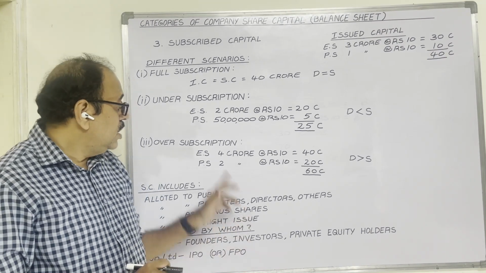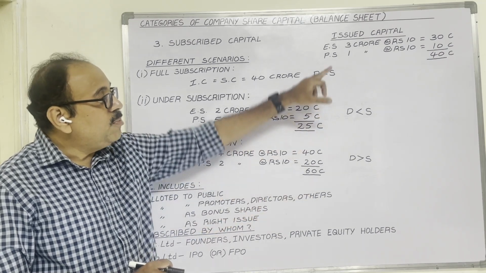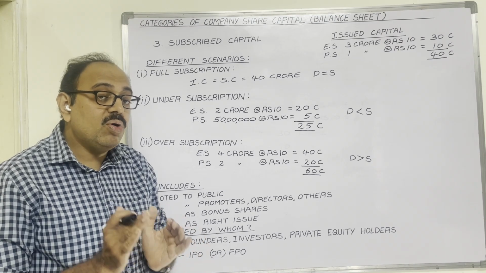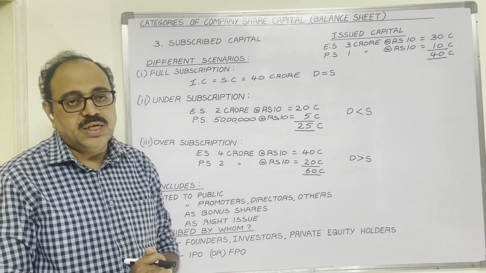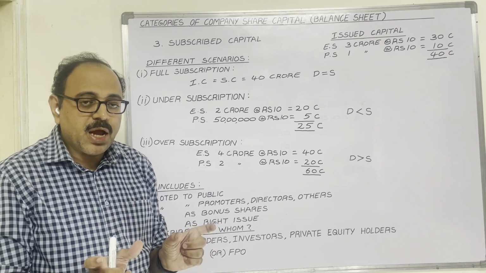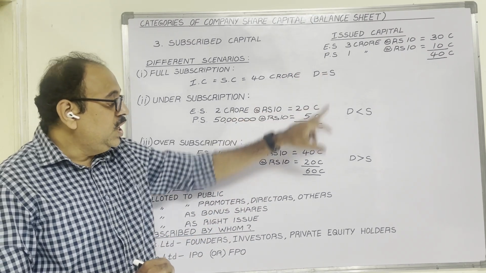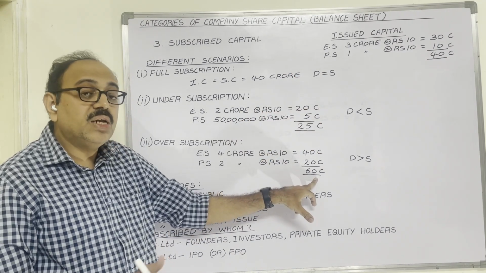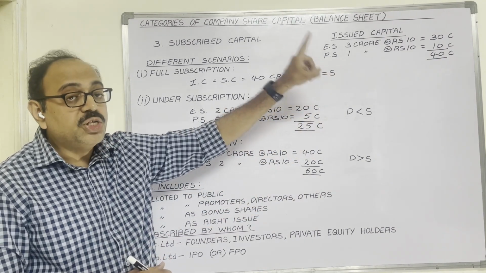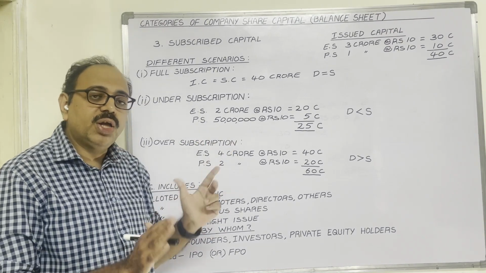Don't think that subscribed capital is 60 crore rupees, because the company issued only 40 crore worth of shares. No? So up to 40 crore worth of shares only, the company can allot the shares. Thus, here also issued capital and subscribed capital will both be the same. So issued capital is 40 crore, even though applications came for 60 crore worth of shares, the company allots only 40 crore worth of shares to applicants. Means subscribed capital is also 40 crore only.